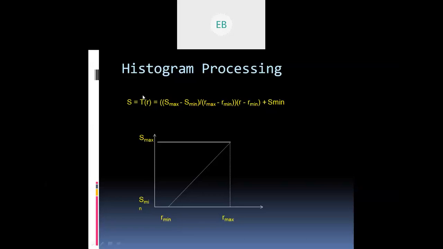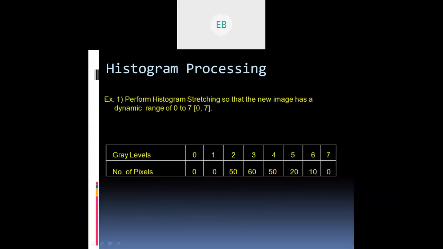Then they show a histogram using this transformation function, that is S equals T of R, where T is the transformation function. This equation is expanded to S equals S max minus S min by R max minus R min, this is the slope, into R minus R minimum, plus S minimum. We used this equation of histogram processing to calculate this sum. So do you remember, guys?